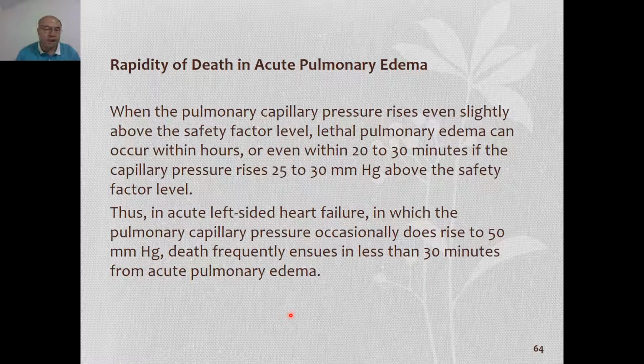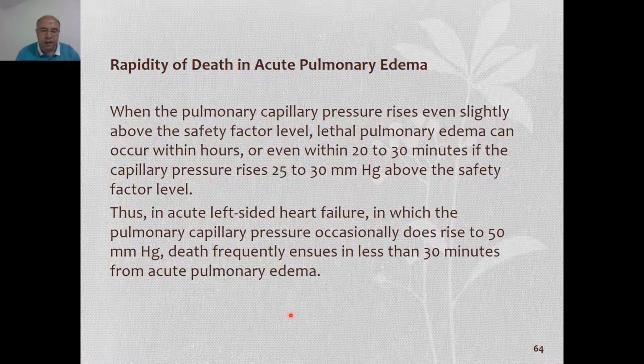Rapidity of death in acute pulmonary edema. When the pulmonary capillary pressure rises even slightly above the safety factor level, lethal pulmonary edema can occur within hours, or even within 20 to 30 minutes if the capillary pressure rises 25 to 30 mm mercury above the safety factor level.